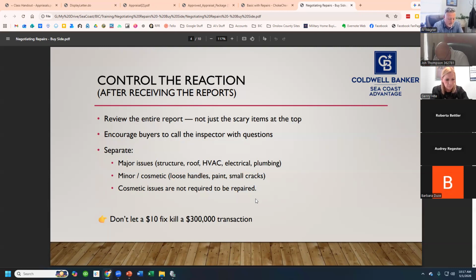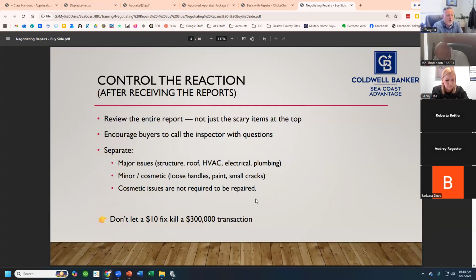Encourage the buyers to call the inspector with questions. I don't want you to interpret it and feel like you are a contractor or need to be a contractor. So if you have questions on the report, I'd advise you to call the inspector first so that you understand what that is. And then when you talk to the buyer, if they have further questions, you ask them to call the home inspector. I don't want you to try to interpret something that you don't understand. So have them call the home inspector. If they still don't understand, then get a general contractor to help answer the questions. It's not your job to be the contractor. It's your job to help them understand the report.